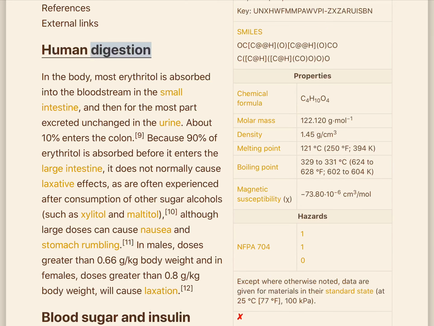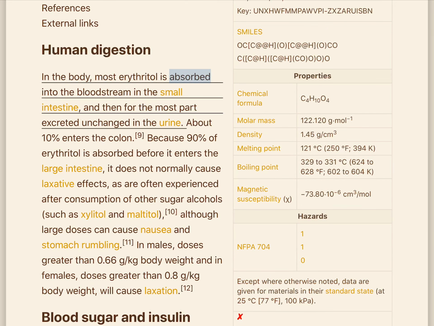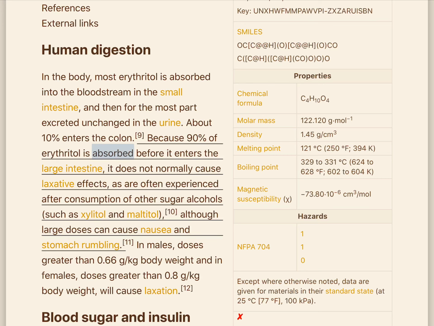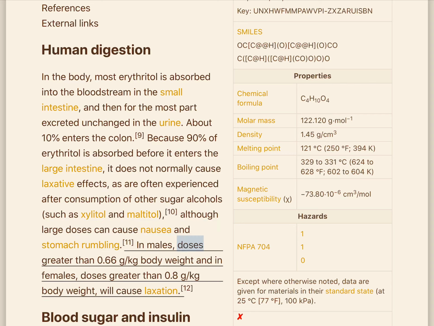Human digestion. In the body, most erythritol is absorbed into the bloodstream in the small intestine, and then for the most part excreted unchanged in the urine. About 10% enters the colon. Because 90% of erythritol is absorbed before it enters the large intestine, it does not normally cause laxative effects, as are often experienced after consumption of other sugar alcohols, such as xylitol and maltitol. Although large doses can cause nausea and stomach rumbling. In males, doses greater than 0.66 g/kg body weight, and in females, doses greater than 0.8 g/kg body weight, will cause laxation.